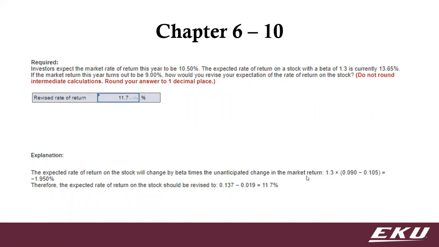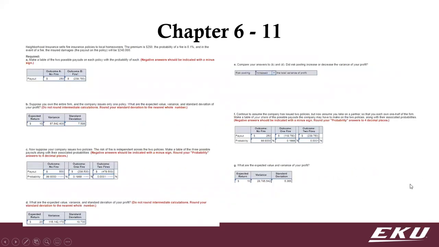Right, so we're just getting these expected rates of return. As the beta is changing. Or no, the beta stays the same. The market return is lower than expected. I know there's a lot to 11 here, so these are all the different sections on that one.